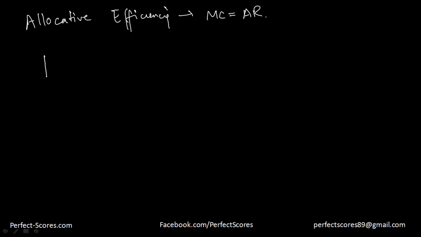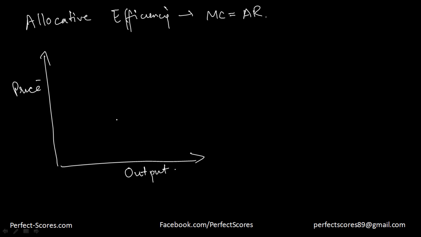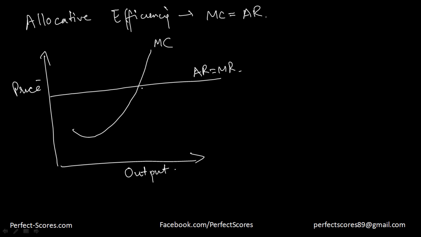Right? So if I were to draw the curve, let's suppose I draw the curve for price and output, and I draw the curve for a completely elastic firm. Let's say this is AR equal to MR, right? And this is your marginal cost. So at this output, at this point where MC equals MR, that would be the point of allocative efficiency.